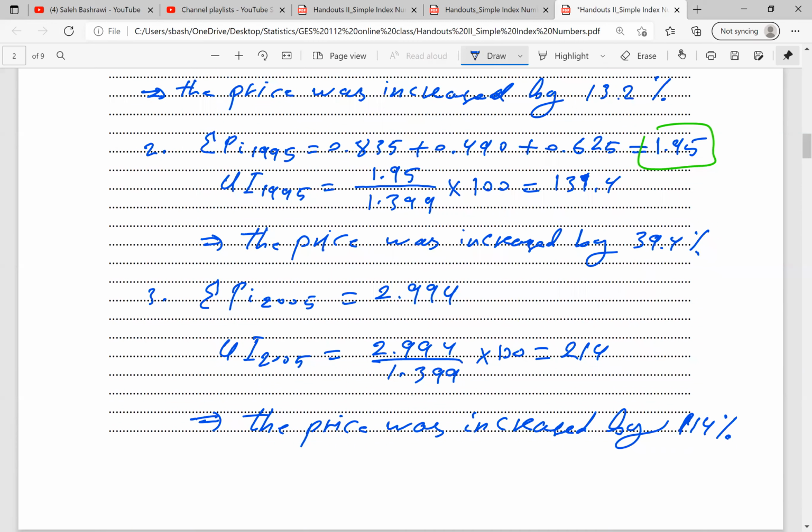So this is the idea of the unweighted aggregate price index number, just to compare the value of a group of items at a given time to another time, 2005 to 1980, to check by how much the prices were increased.